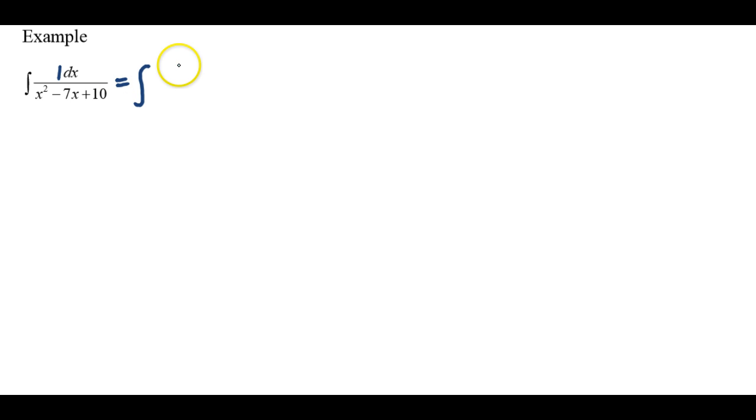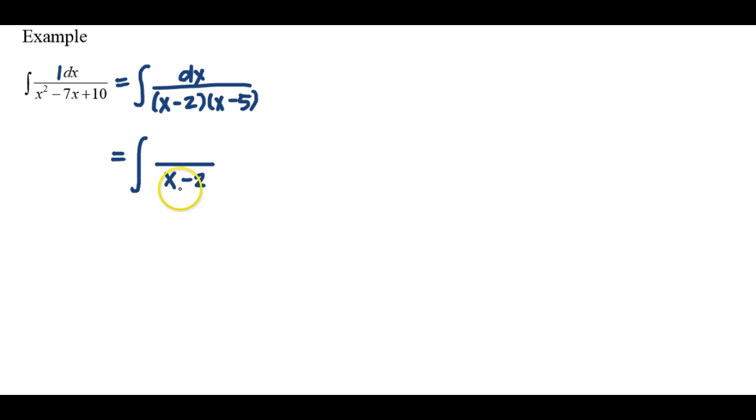So this integral is the same as dx over the denominator factored, which is x minus 2, x minus 5. So x minus 2 and x minus 5 are going to be the denominators of their own separate fractions. So this integral is about to be the integral of one rational function with the denominator of x minus 2 plus another rational function with the denominator of x minus 5. Now the key is that we're going to need to find the numerators of each of these.